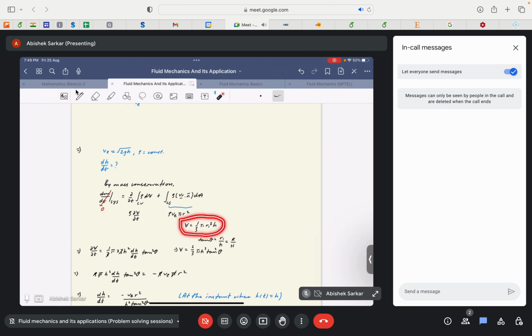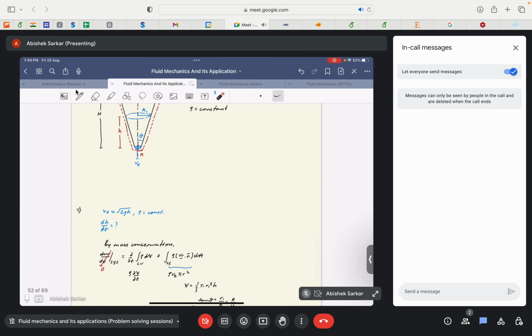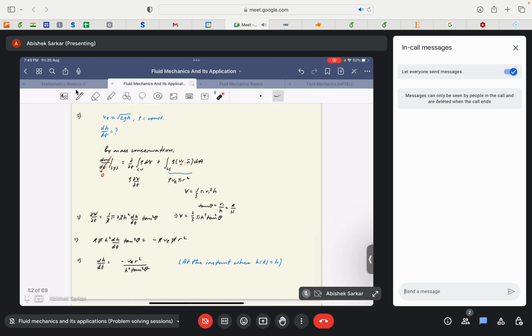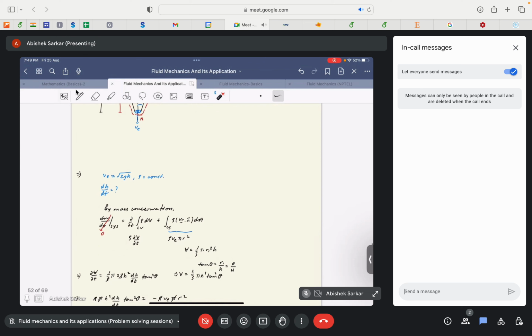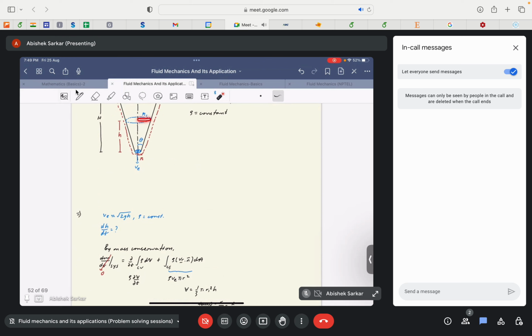We are assuming that the area of the exit is much smaller, so we can approximate it as a cone. The volume of a cone is given as 1 by 3 pi r square h. So we take that assumption. V is taken as 1 by 3 pi r1 square h, where r1 is the radius of the cone at this point.